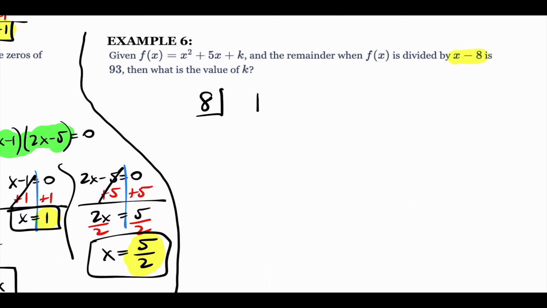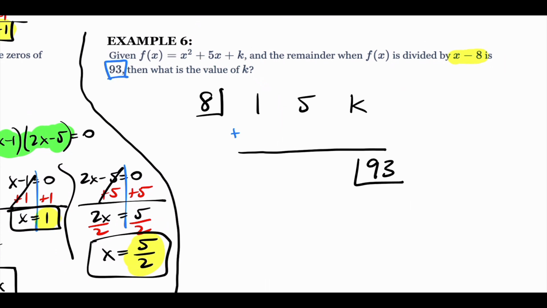Am I going to need a placeholder for this guy? Is it missing a term? X to the third, x squared, x. No, this one's not. It only has 3 terms. And this one says your remainder is 93. The remainder goes here, right? That's the remainder. Put it right there.